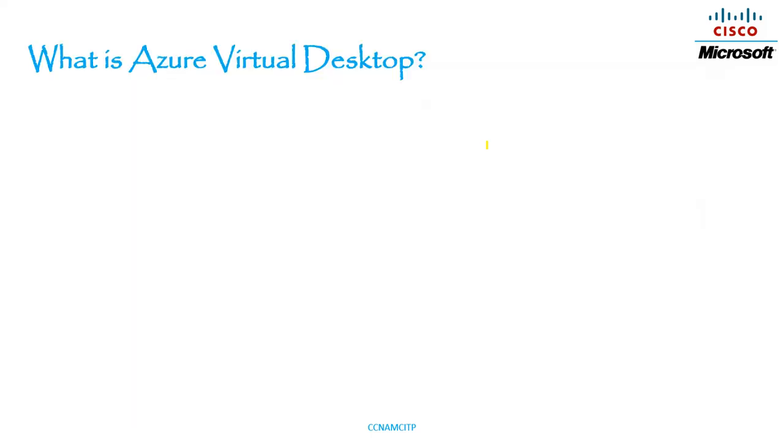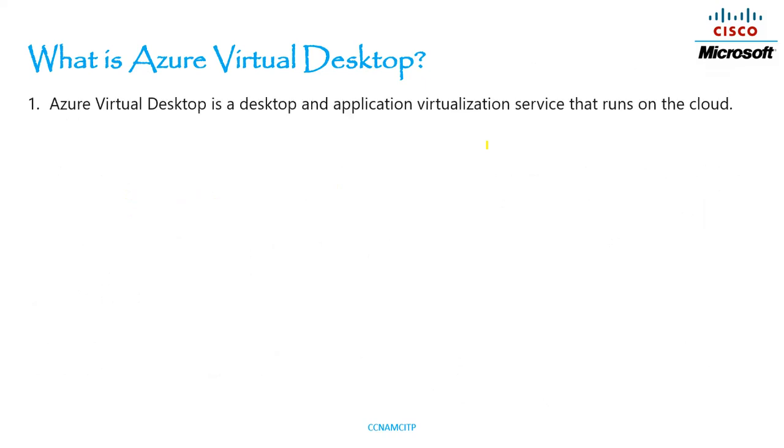So what is Azure Virtual Desktop? First of all, you should understand this, then we'll go further. So guys, let's see. Azure Virtual Desktop is a desktop and application. Make a note. So Azure Virtual Desktop is a desktop and application virtualization service that runs on the cloud. So Azure Virtual Desktop is nothing but a desktop and application virtualization service. So you should make a note of this much. It is a desktop and application virtualization service, and it is running on the cloud. Very simple thing.